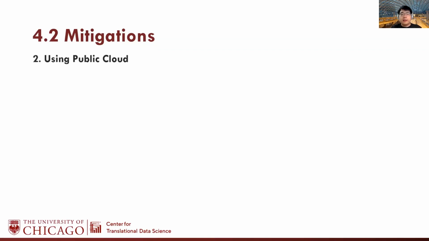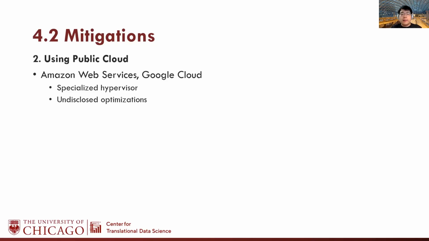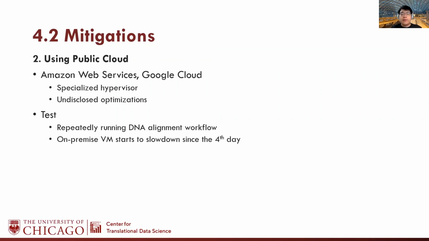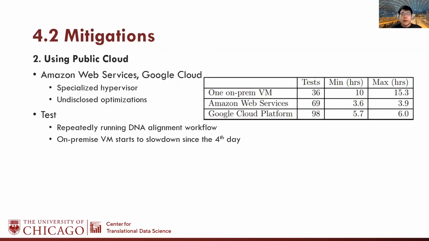Finally, we also evaluated 2 public cloud solutions. AWS and Google Cloud both have specialized hypervisors, and they do not disclose the optimizations in their VMs. The tests we conducted are the DNA alignment jobs, and the jobs start to slow down from the 4th day on our on-prem VM. As the table shows, with AWS and Google Cloud, we have done a lot more tests, and they show far more consistent performance for the jobs. In conclusion, from what we have tested, public clouds can provide reliable performance, but the costs are generally higher.